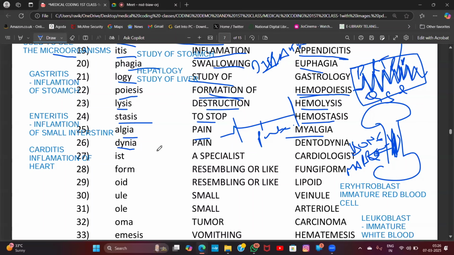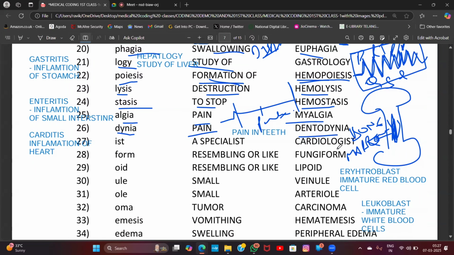Next one, dynia. Dynia is also pain. Dentodynia. What is dentodynia? What is dento? Do you know dentist? Dento means teeth. Pain in the teeth, tooth pain, is called dentodynia.